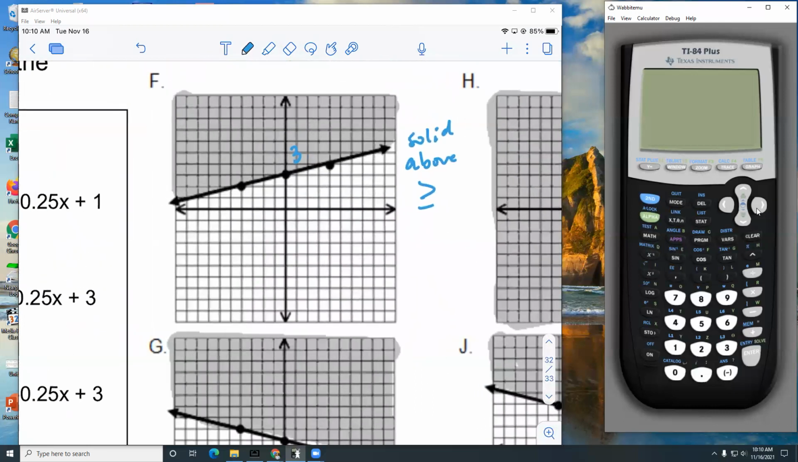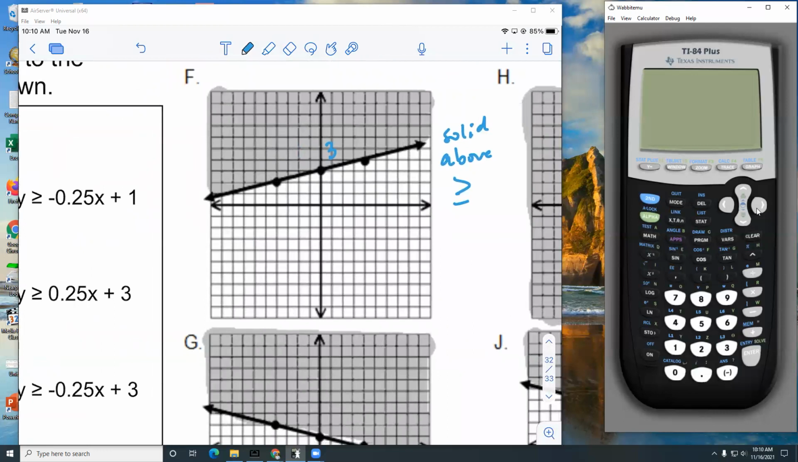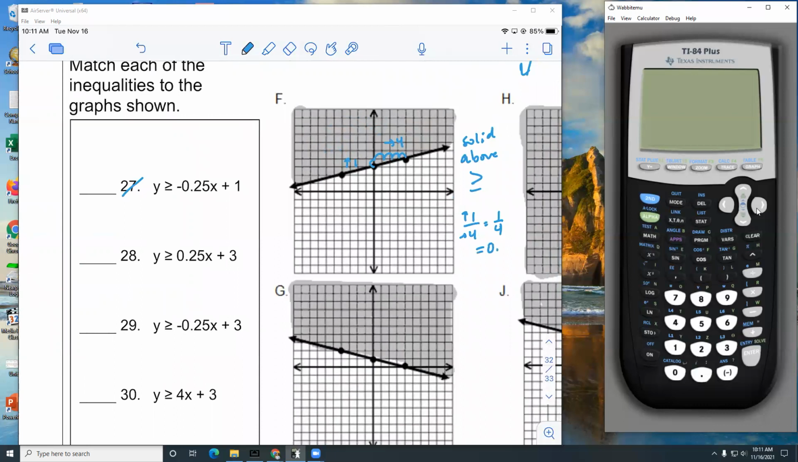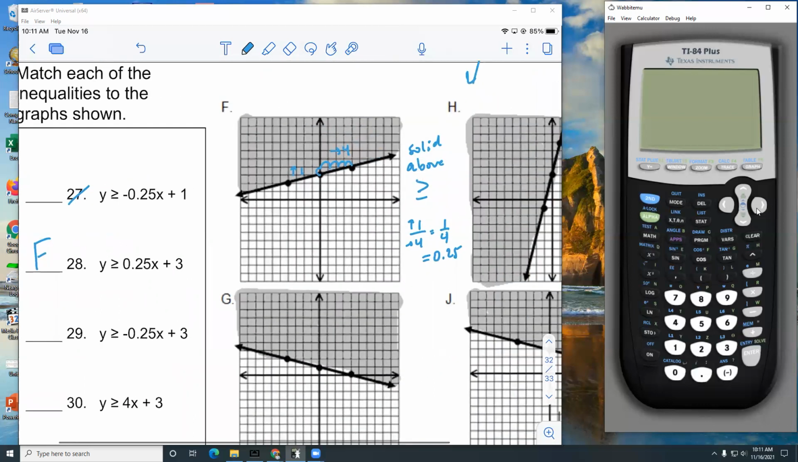All right. So now let's figure out the slope. For my slope, I'm going to erase this 3 right here. I go up 1. And I go over 1, 2, 3, 4. So up 1 over 4, that's 1 over 4, which in this case, they give it to me as decimals, which is the decimal 0.25. So I need 0.25 and a +3, which looks like number 28 to me. So 28 is F. All right, so F looks good.